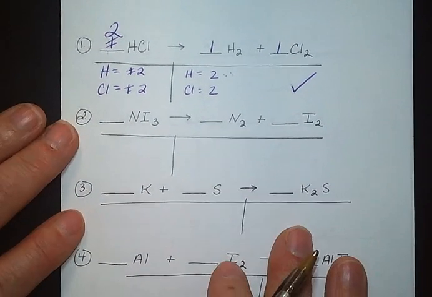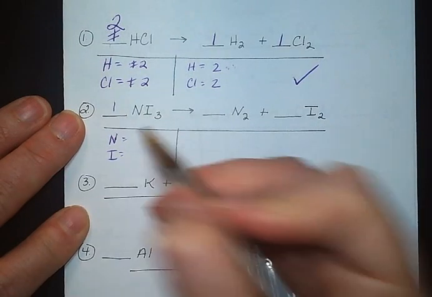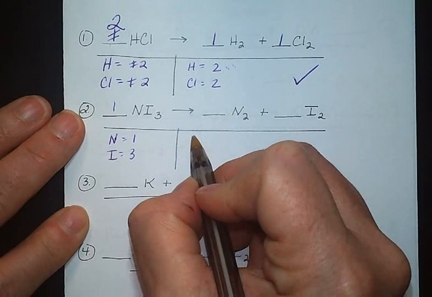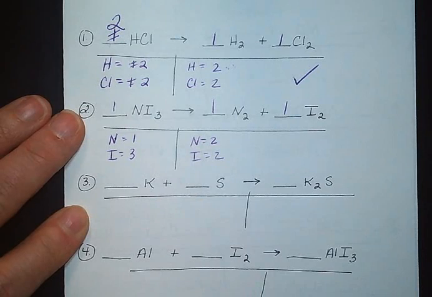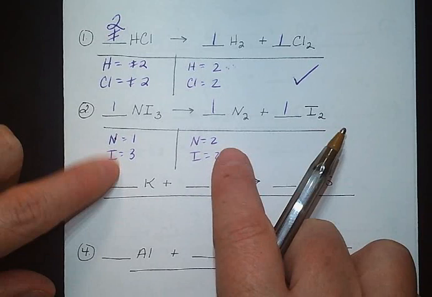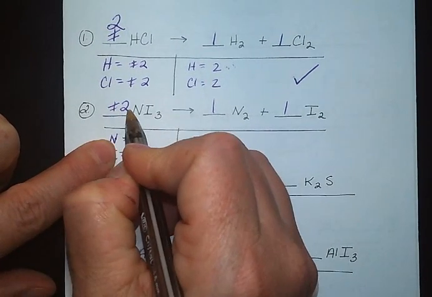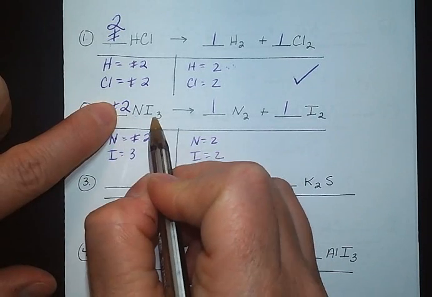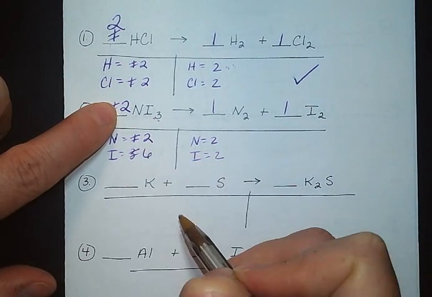Let's look at the next one. You have nitrogen and iodine. If I have one of those, which is what I always start with, I have 1 and 3 atoms. On my product side, I have 2 nitrogen atoms and I have 2 iodine atoms. So if I look here, nitrogen's out of balance and iodine's out of balance. So I'm just going to pick nitrogen and try to balance it. So this nitrogen on this side, if I change that to a 2, that becomes a 2. However, this nitrogen is attached to this iodine. So this iodine is going to change to 6, which is fine.